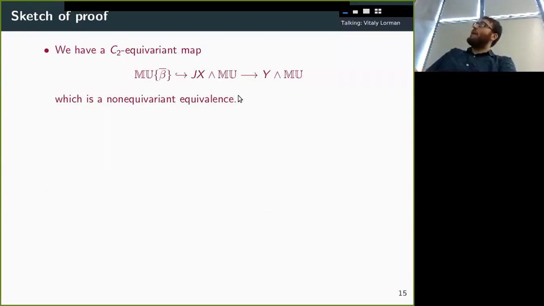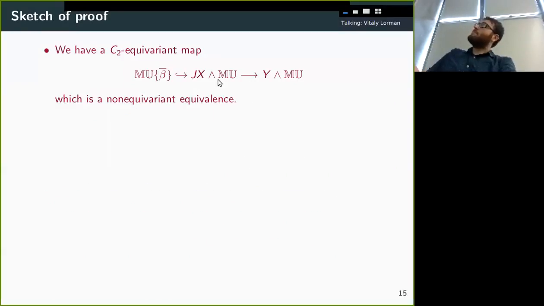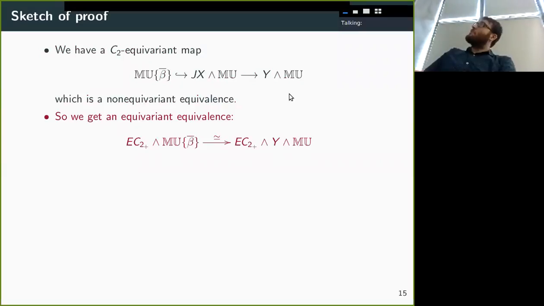Okay, so we take the free MU module spectrum on this basis, and we include it into the MU homology of JX. So we take this and we include it into the full wedge, and then we map over to Y smash MU. And from the way that we constructed things, if we forget the C2 action everywhere, then this map is a non-equivariant equivalence. Because this basis beta bar lifts beta, and beta was chosen so that non-equivariantly this is an equivalence. So this is an equivariant map, which is a non-equivariant equivalence. So we can smash it with EC2 to get an equivariant equivalence.